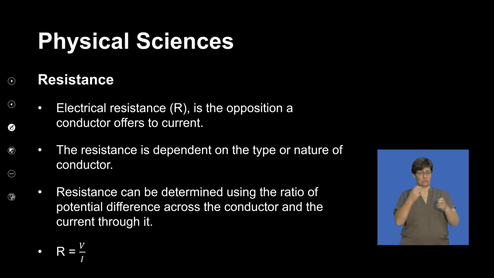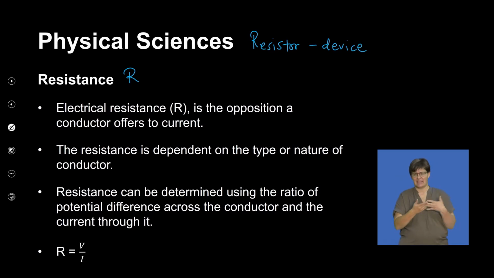Okay, now let's look at resistance, okay? Electrical resistance, the symbol is R, okay? There's something interesting about resistance that we often fall into that trap. If we talk of a resistor, we talk of a device, okay? So a resistor is a device, and it can be a light bulb, a heater, a speaker, anything that transforms or changes electrical energy into another form, it's a resistor.